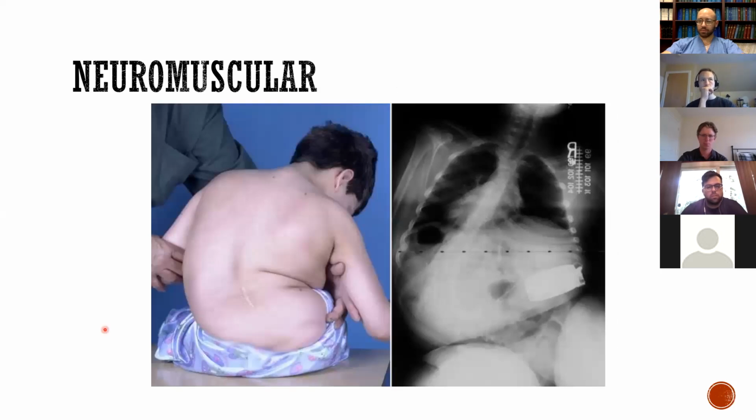Just an example of what a neuromuscular scoliosis is, and kind of beyond the scope of this talk.